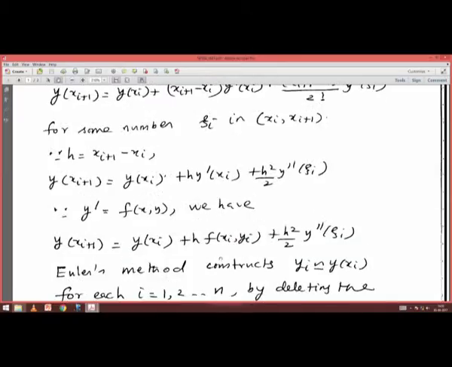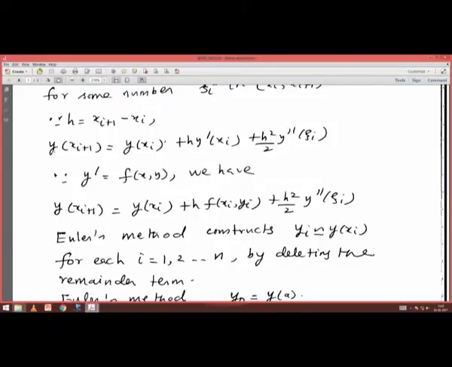So, I substitute that and then we see that y at xi+1 is y of xi plus h y prime of xi plus h square by 2 y double prime at psi i. Since y prime is f, I can substitute for y prime here as f. So, we have this method.